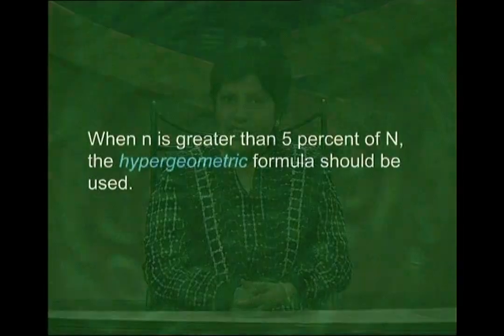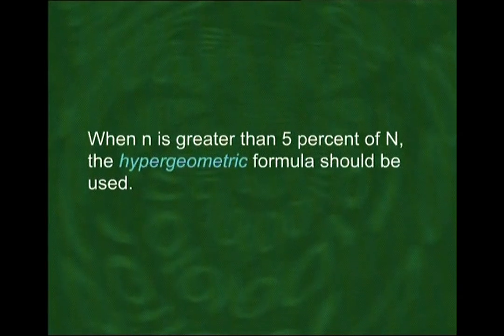Now, as a rule of thumb, whenever small n is less than or equal to 5% of capital N, then we say that capital N is much, much larger as compared with small n, so that capital N can be regarded as infinite compared with small n. And in that situation, we do apply the binomial formula. We can apply it if we want. On the other hand, as you now see on the slide, if the sample size, small n, is greater than 5% of the population size capital N. In other words, small n is not extremely small as compared with capital N, then we apply the hypergeometric formula.